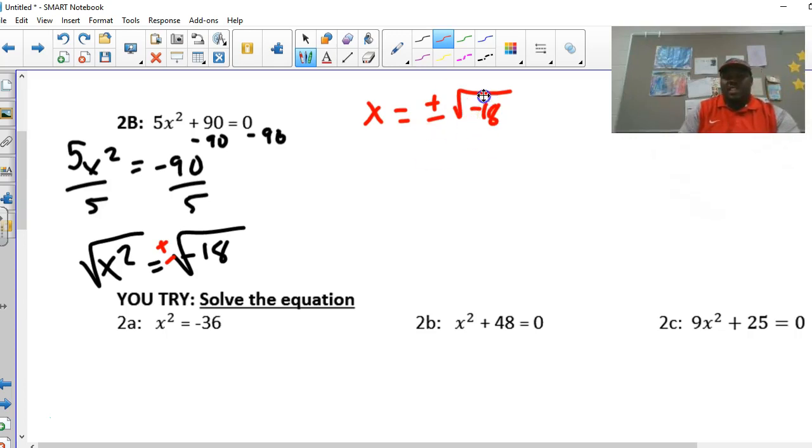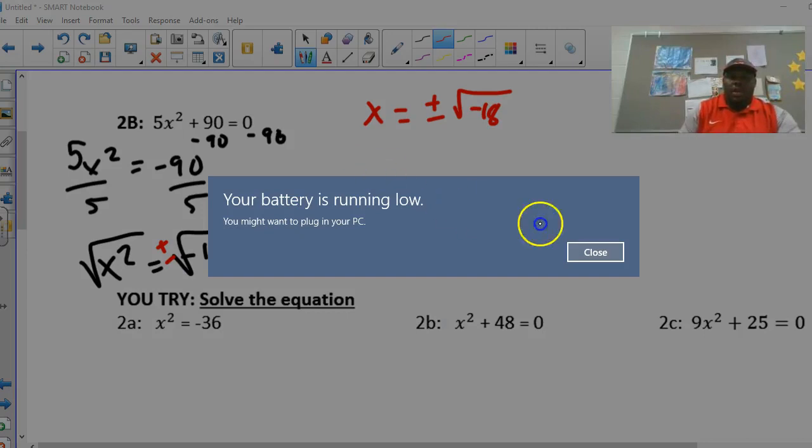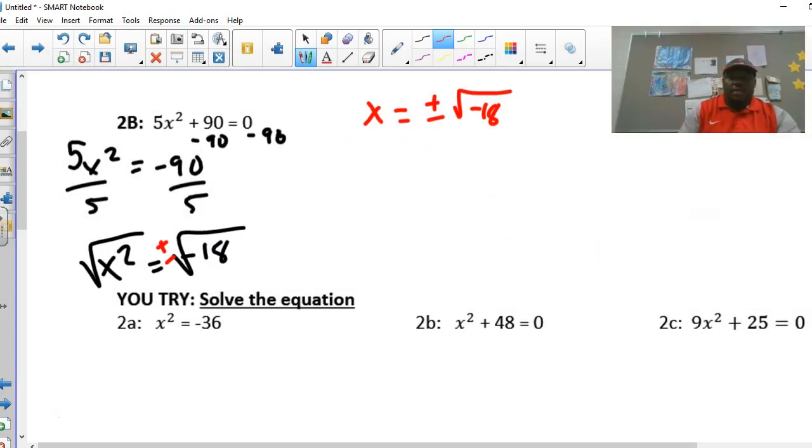Now, let's simplify this, okay? Let's factor out our negative 1. So we have x equals plus or minus the square root of 18 and the square root of negative 1. All right, we factor out negative 1, so now 18 is positive. Now, the next thing we need to do is see if there's a perfect square within 18. A factor of 18 as a perfect square, and it is 9.